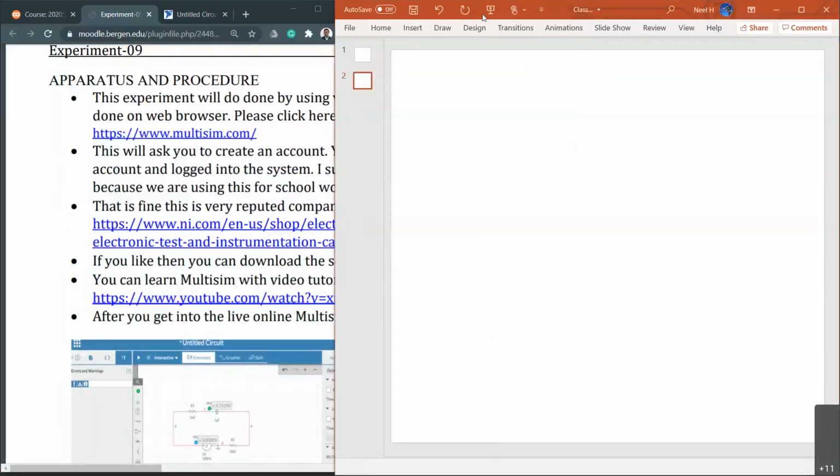Okay, so what we're trying to do is analyze the RC circuit, experiment number 9. So we're analyzing the RC circuit. We did a similar experiment earlier. An RC circuit means you have a resistor and a capacitor connected in series.